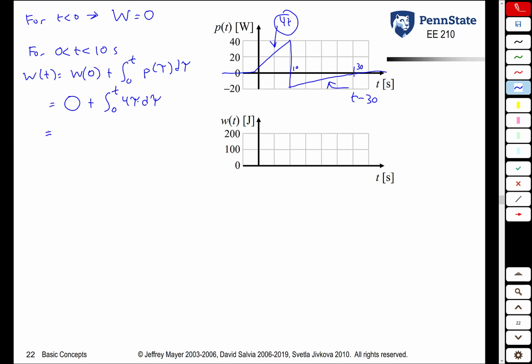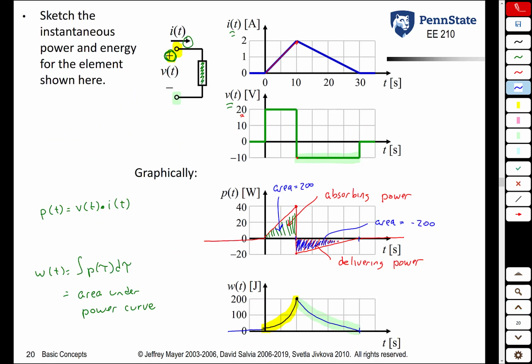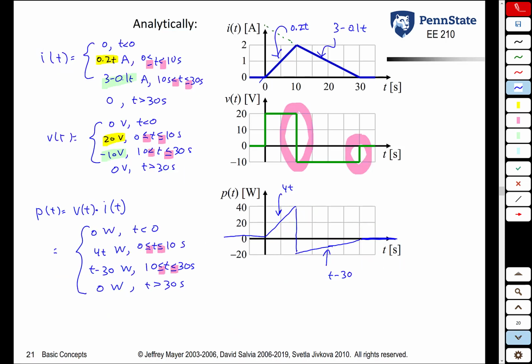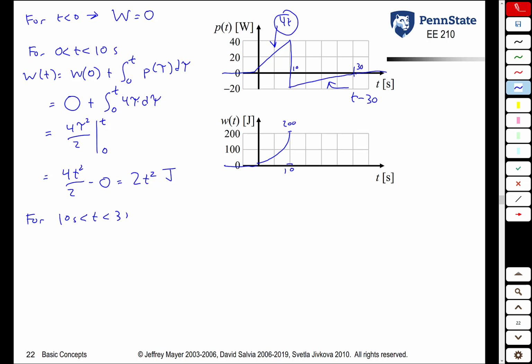When you integrate 4 tau, the integral of 4 tau is 4 tau squared over 2. You evaluate that at the upper limit of the integration, and then subtract from that the evaluation at the lower limit. So we get 4t squared over 2 minus 0, or 2t squared joules, which is going to be a parabola. And when t is 10, we get 200. So notice this agrees with what we figured out just from looking at geometric arguments earlier.